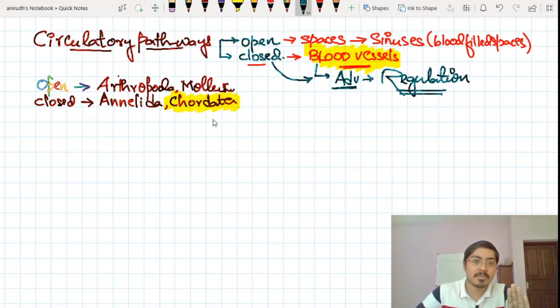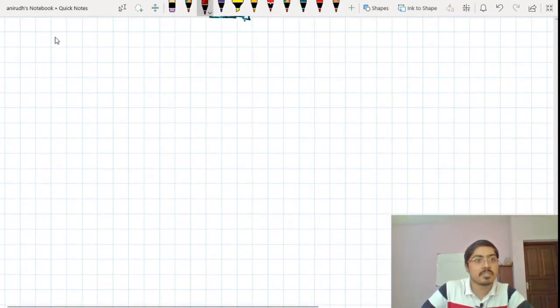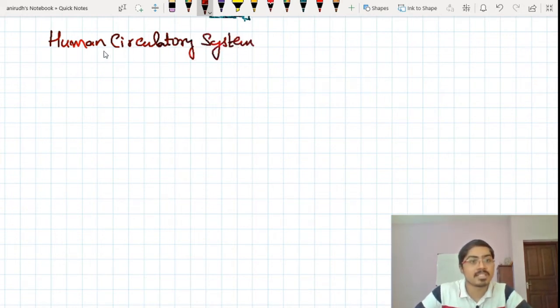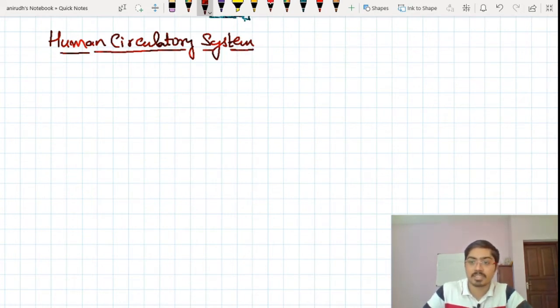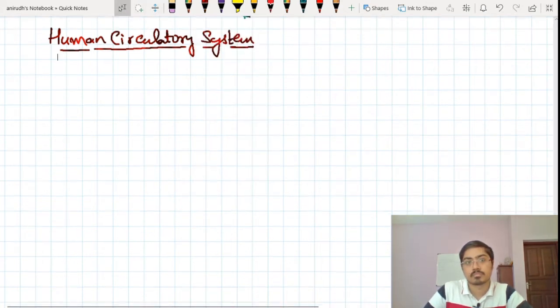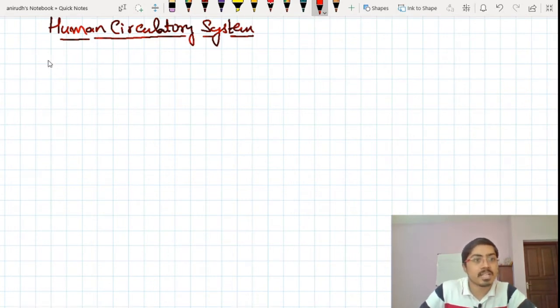So this is where I am restricting myself, and now let us go to the human circulation per se. So let us start with the human circulatory system. This is what we will be discussing in detail now, and it's a very serious topic in this particular chapter. Right, so I would like to call this human circulatory system by another name, and that is blood vascular system.